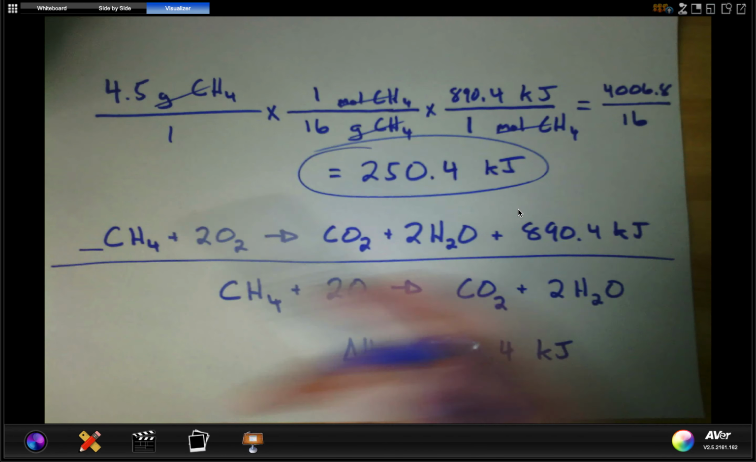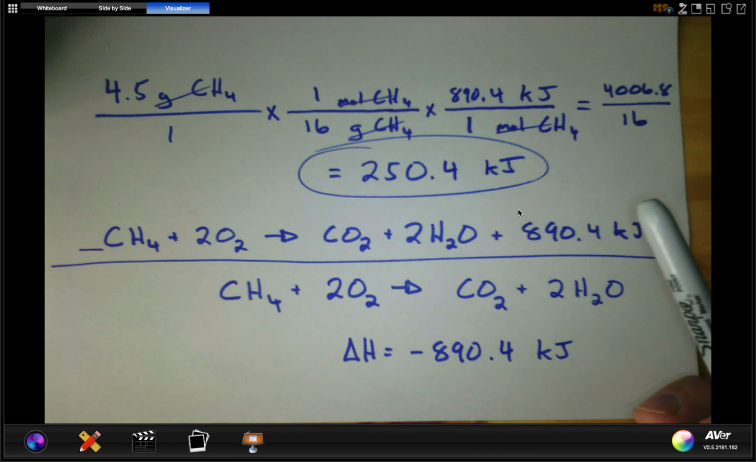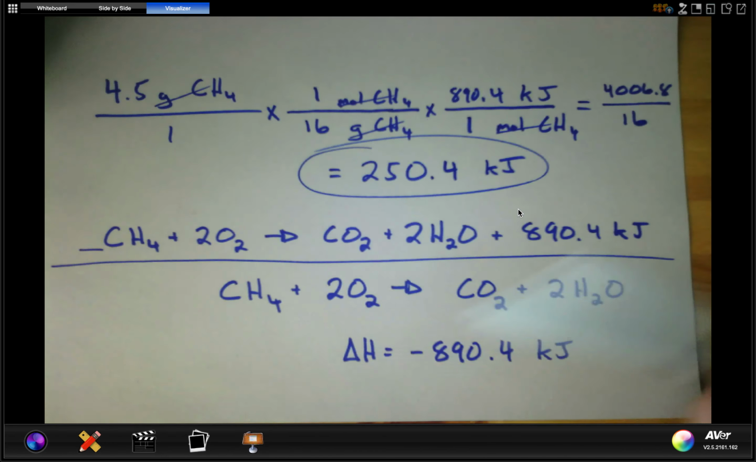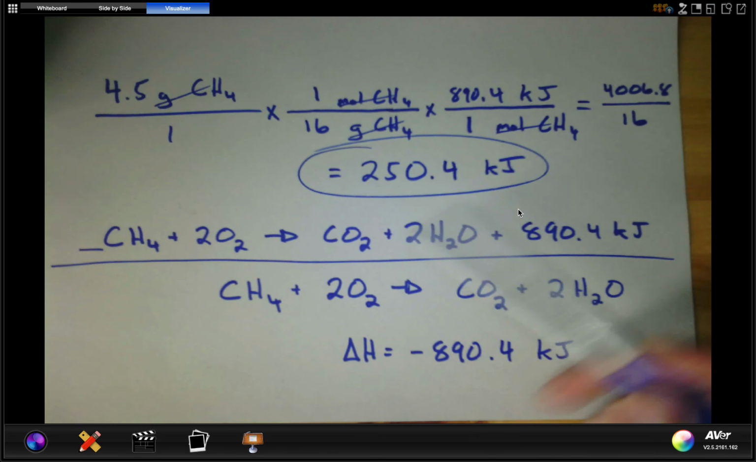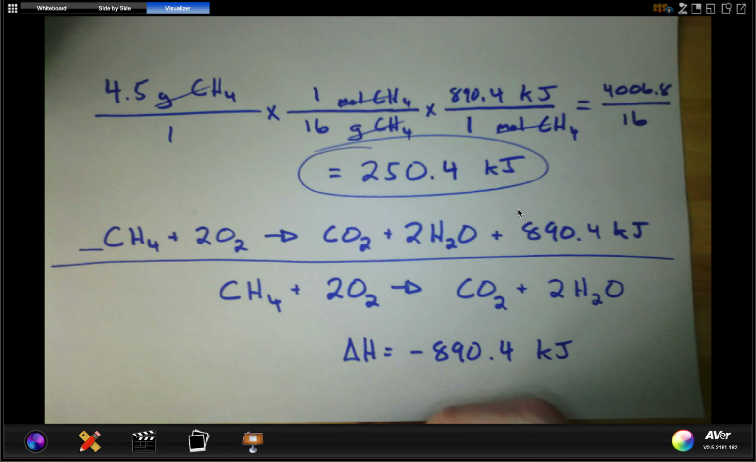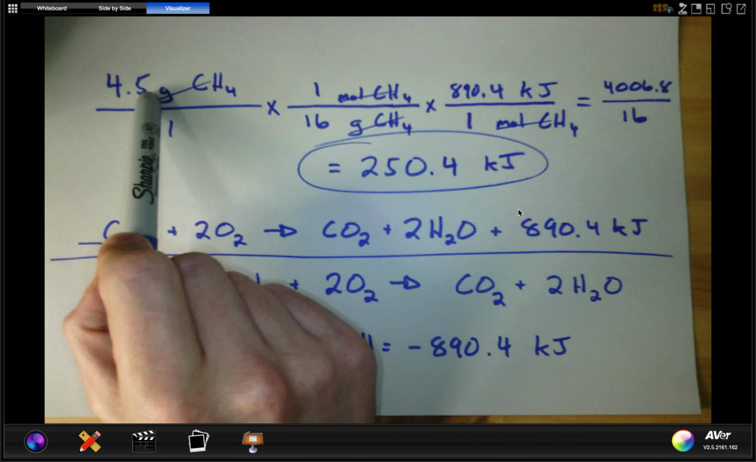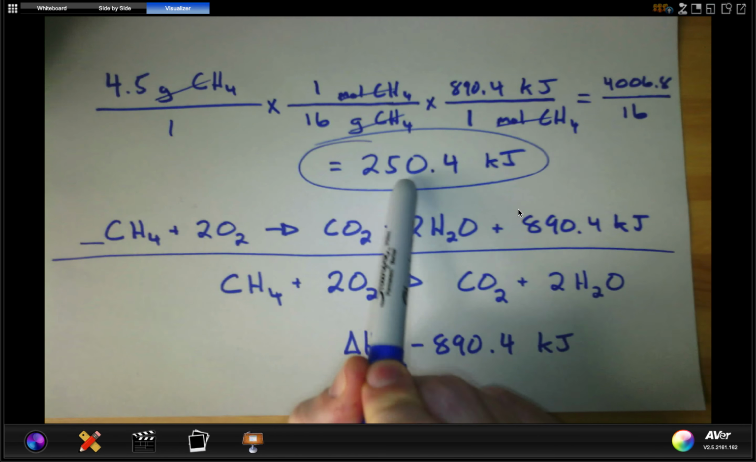Now, you could do this with something like gasoline. You could take the incomplete combustion of gasoline equation and do the same thing and figure out how much energy you should get per whatever unit you want. You could say gallon. That'll be a hard equation to do. We don't use gallons in chemistry. So this basically lets us know we have this much fuel, this is how much energy we'll get out of it.